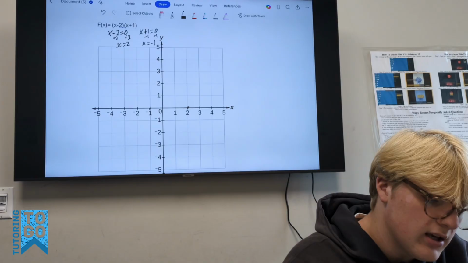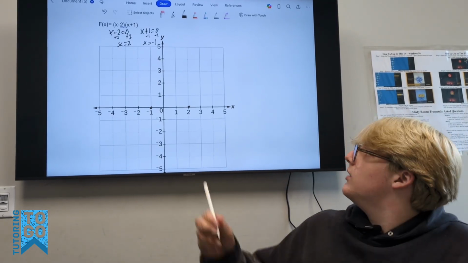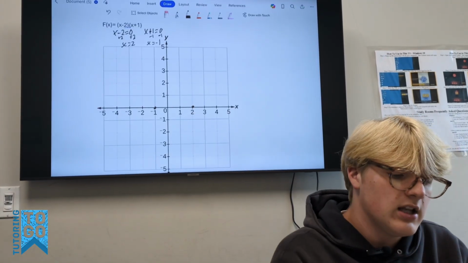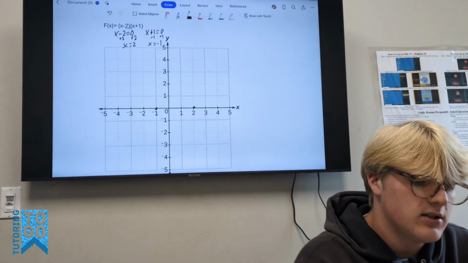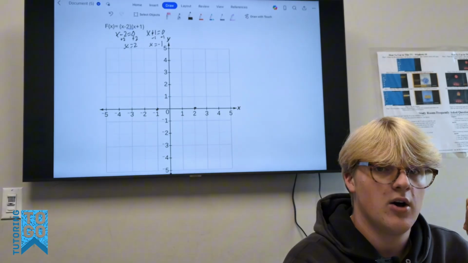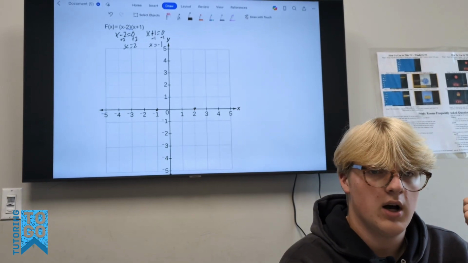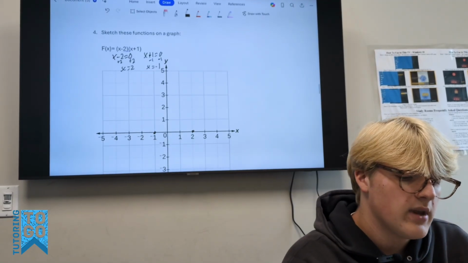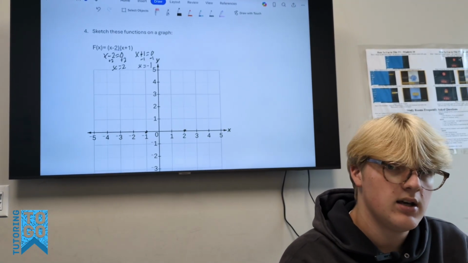But now you're probably thinking, how do I know if they're going to come from up here, or if they're going to be coming from down here? How do I know that? So that's where we have to predict the end behavior. And to predict end behavior, we need to know if it's an even or odd power, and if it has a negative or positive coefficient. So how we find the power is we find the x's.